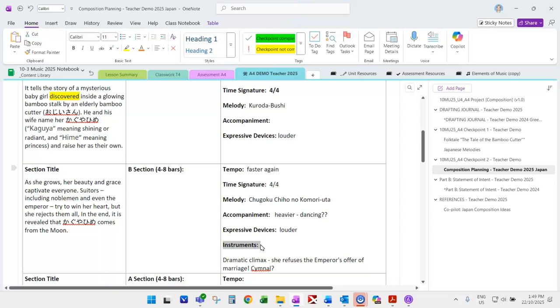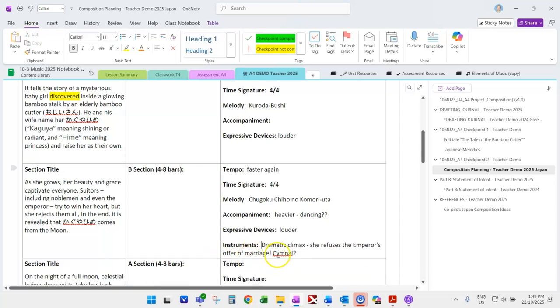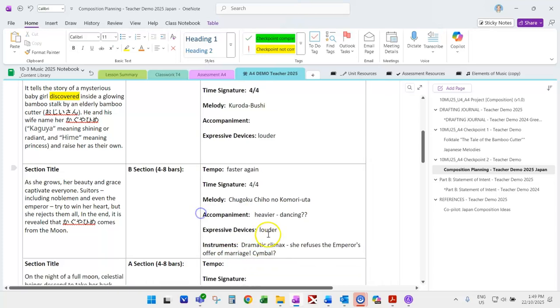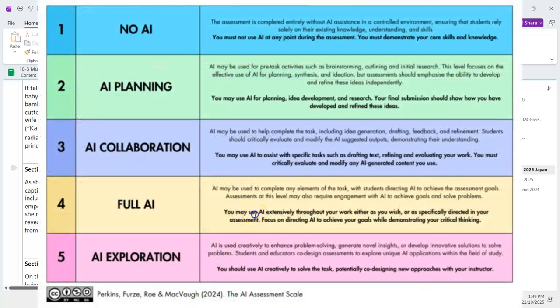So this is just a place where you can think out your ideas. Eventually we've got to turn these ideas into actual musical sounds in Sibelius. But at this composition planning stage, ChatGPT or Microsoft Copilot can be really helpful.